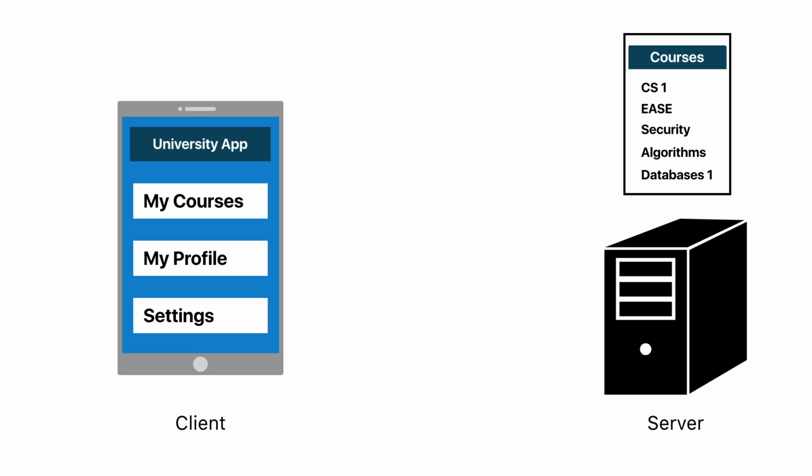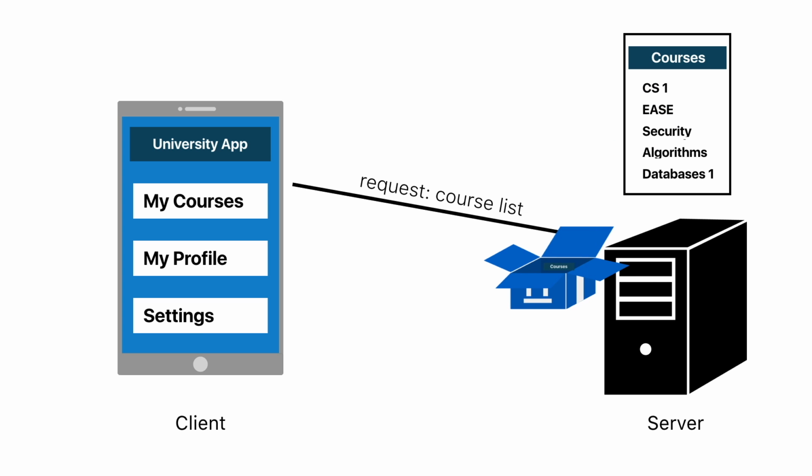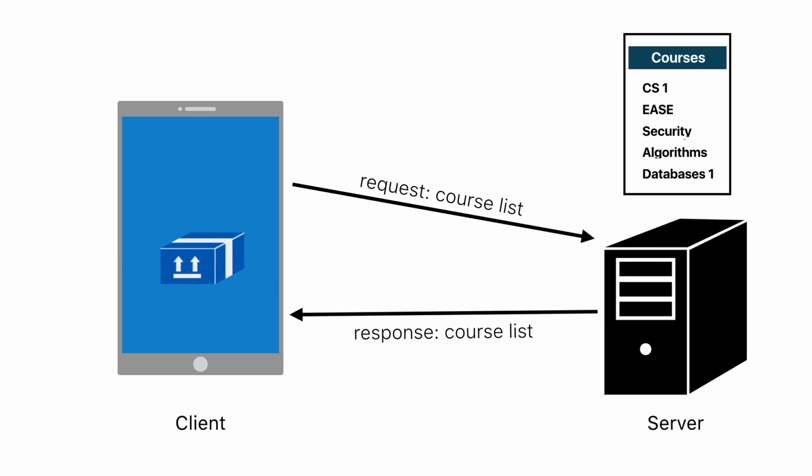A client is a software component, usually used by the end user, that consumes a service made available by a server. As we are talking about distributed systems here, the client consumes the service through a network. To retrieve the list of courses, the university app, in our case the client, sends a request to the server. The server receives the request, processes it, and returns a response, which contains the list of courses. This request-response messaging mechanism is called client-server.